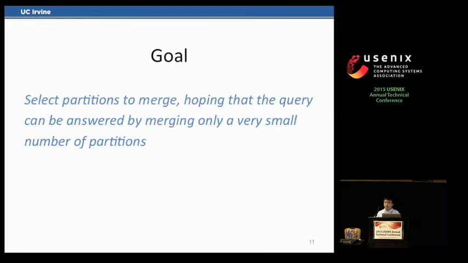Given an analytical query, we want to answer the query as soon as possible by doing computation on partial graphs. So the goal of GraphQ is to select partitions to merge, hoping that the query can be answered by merging only a very small number of partitions. Then the challenge is how to select partitions to merge.